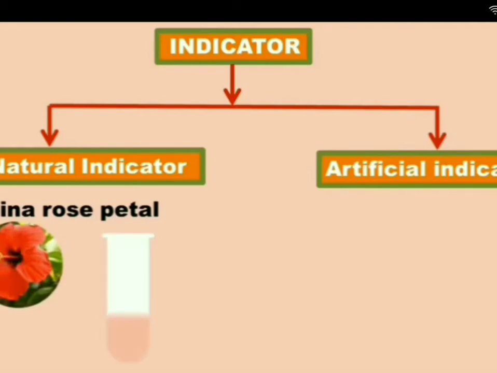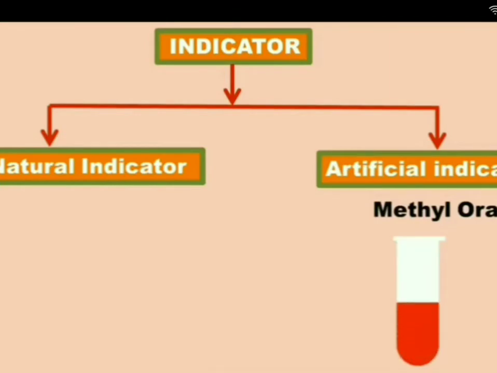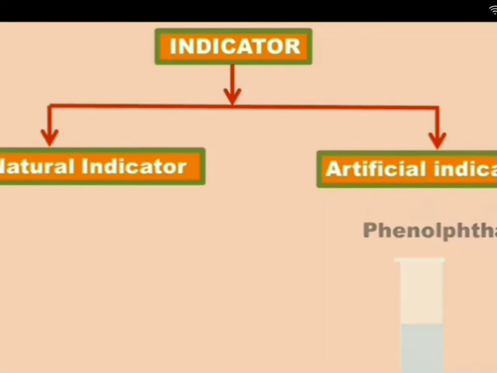This is China rose petal. You can make the solution of China rose by boiling or heating the petals in a small amount of water. Next is artificial indicator, that is methyl orange. This is phenolphthalein. Okay. Now how to test the litmus paper, they are showing clearly.